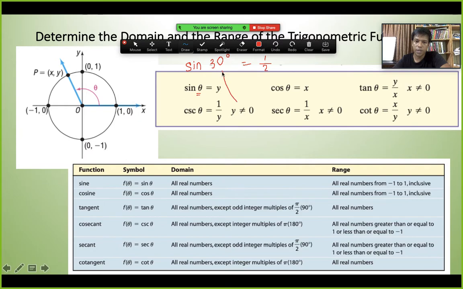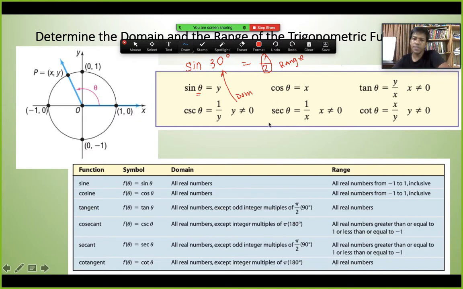And this 30 is the domain, because this is the input that we put. And this 1 by 2 is the range. So the thing that we put is the domain, and the output, the answer, is the range. If you put sine 30 in the calculator, it will give you 1 by 2 or half, 0.5. So the answer is the range, input is the domain.